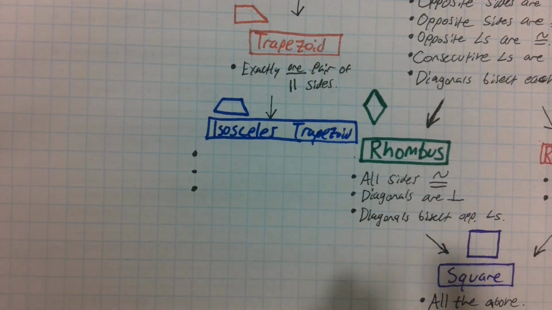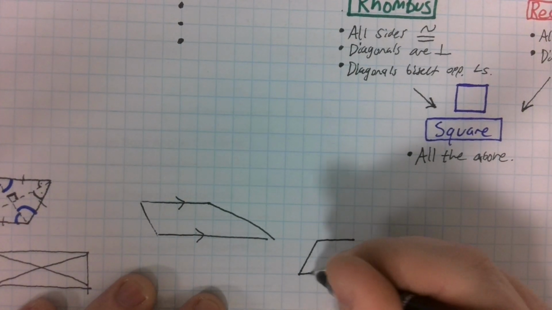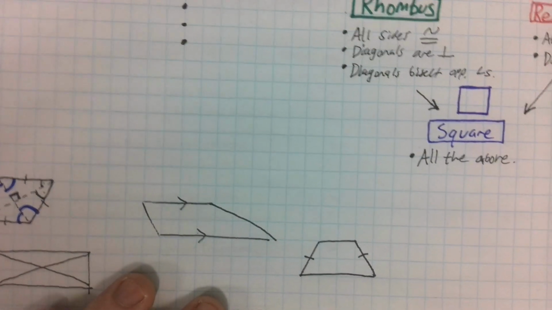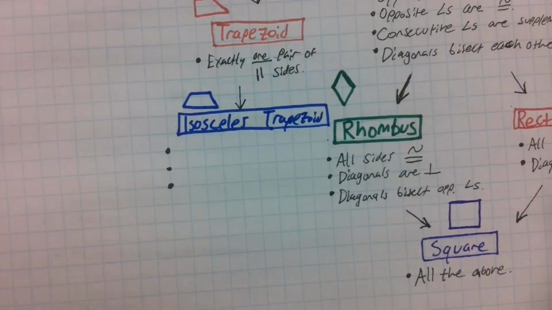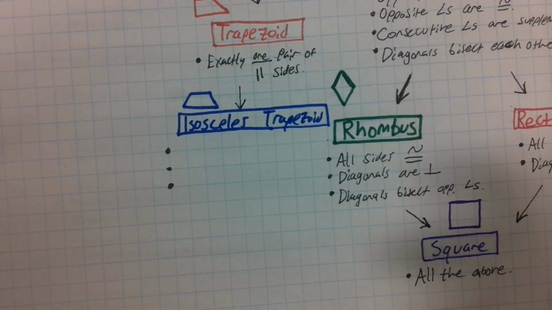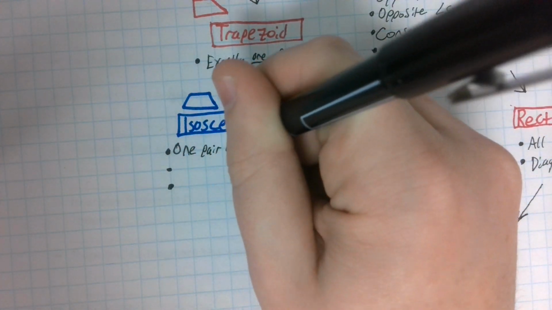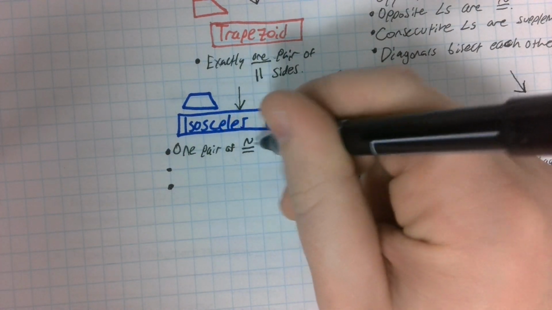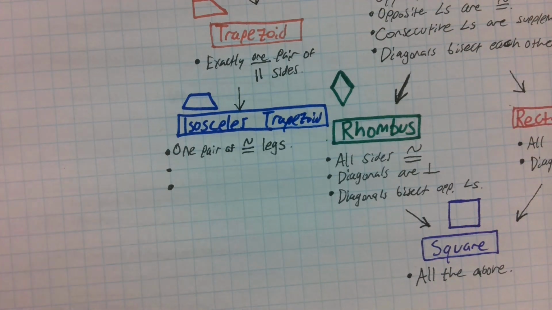So we also have to specify that there is a type of trapezoid that is the same on both sides. An isosceles trapezoid is a trapezoid where the two sides, here and here, called the legs, are congruent. So for an isosceles trapezoid, one pair of sides has to be congruent. We call those the legs. One pair of congruent legs.